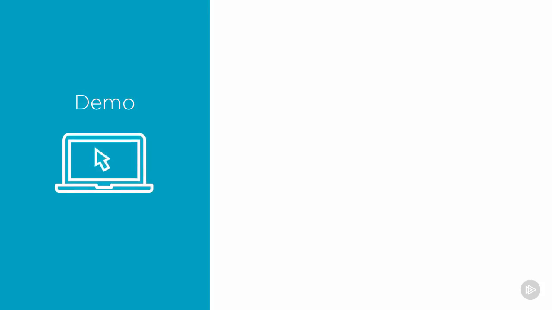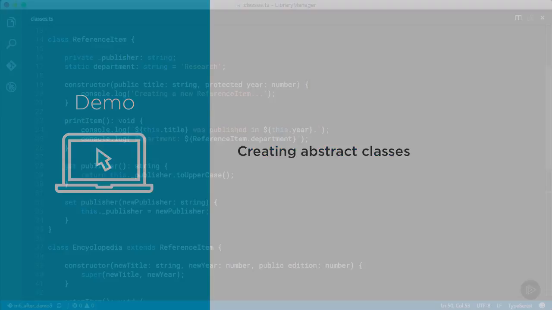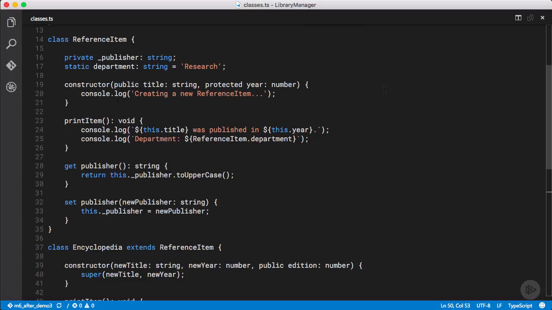In this demo, I'll create an abstract class and show you how to use it as a base class for other classes. I'm in the classes.ts file and I'm going to convert the existing reference item class to be abstract. That's as simple as adding the abstract keyword in front of the class definition.